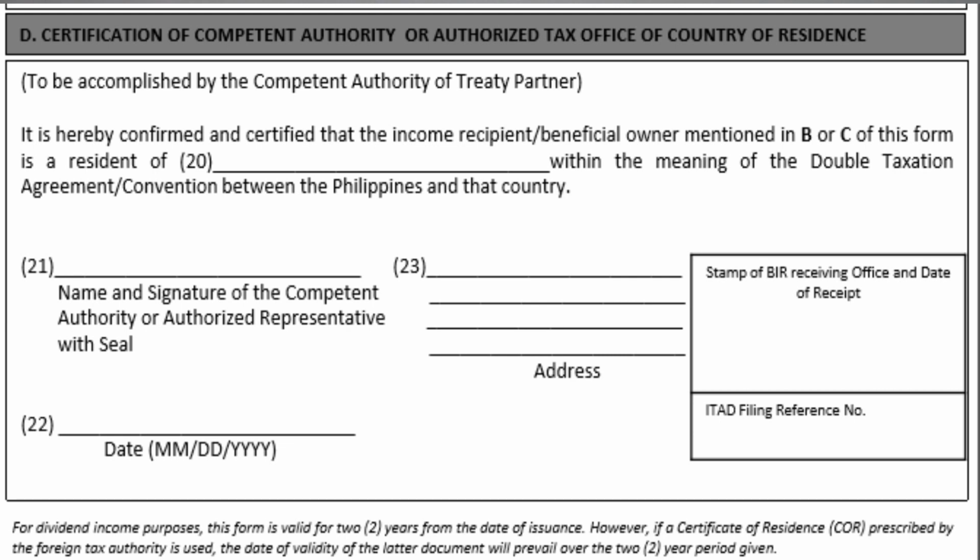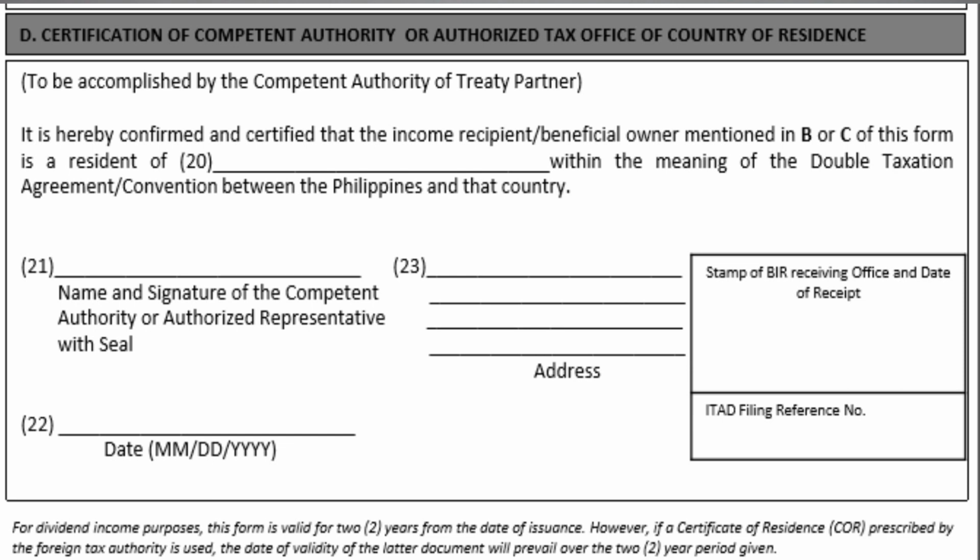Magsi-certify siya. It is hereby confirmed and certified that the income recipient or beneficial owner mentioned in B or C of this form is a resident of, parang confirmation na ito yung resident niya, within the meaning of the Double Taxation Agreement Convention between the Philippines and that country. Remember na ngayon meron na tayong tinatawag na exchange of information with the other country. So this is part of the exchange of information that the tax authority of that other country will certify and will confirm on the information of the non-resident what's an income in our country.